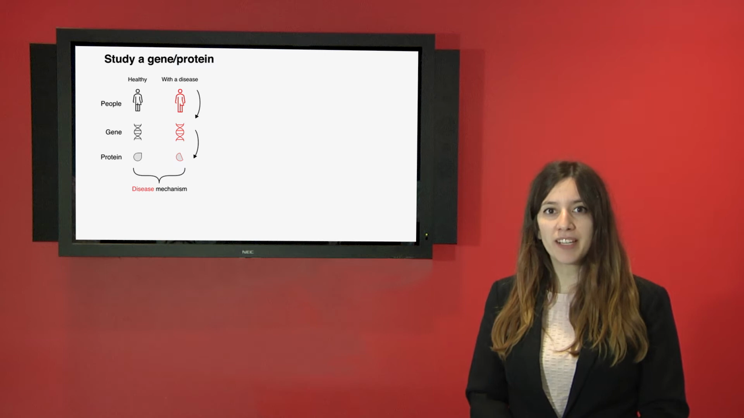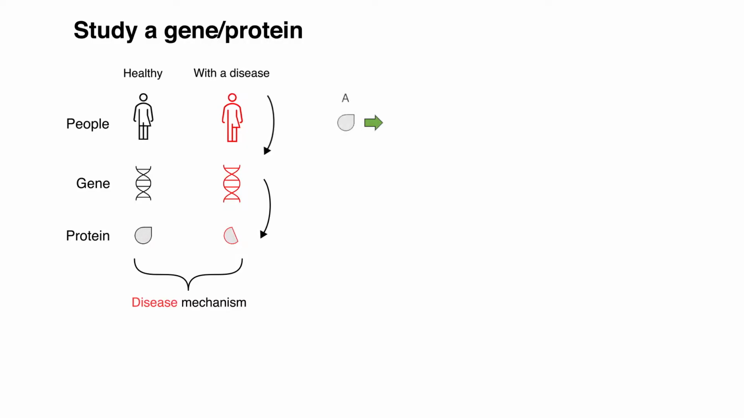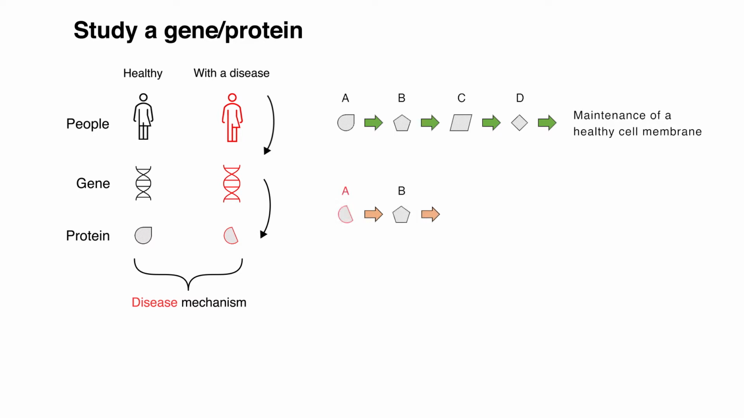We can start by finding out what the gene normally does in a healthy person. Let's say that one thing that this gene does is to produce a protein that is essential for maintaining the membrane of our cells in a healthy state. Maybe the mutated protein, let's call it A, can no longer activate the next protein in the pathway, let's call it protein B, and thus it leads to a more rigid cell membrane. When we know that information, we can then design a drug that activates B, bypassing A, to fix the problem.